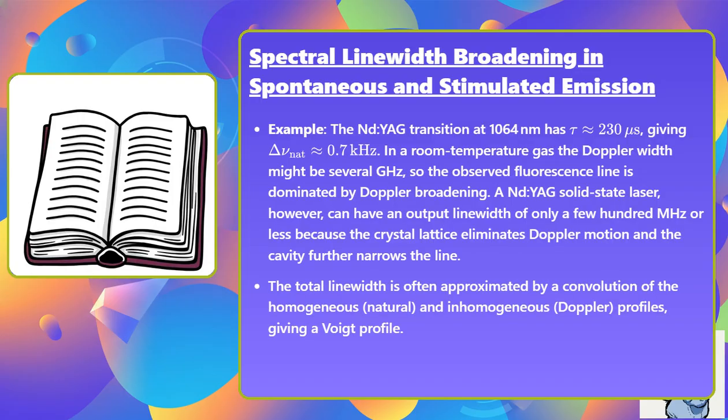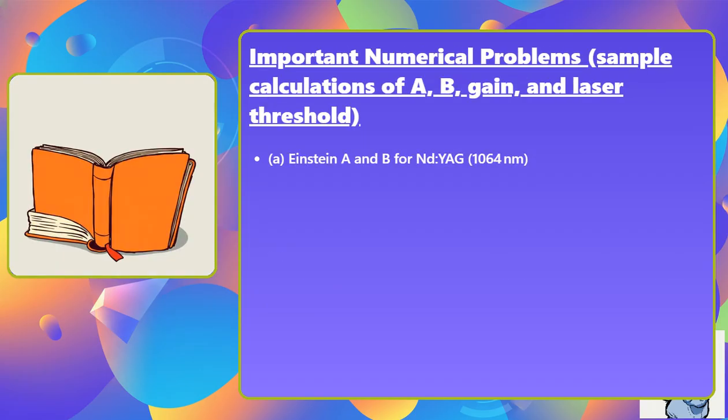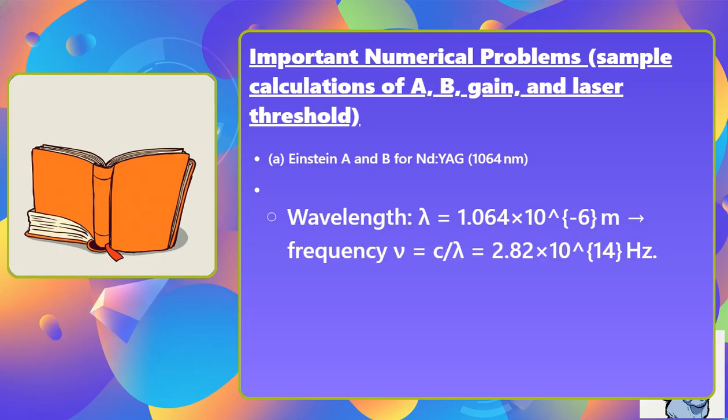The total line width is often approximated by a convolution of the homogeneous natural and inhomogeneous Doppler profiles, giving a Voigt profile. Section A: Einstein A and B for Nd:YAG, 1064 nanometers. Wavelength lambda equals 1.064 times 10 to the minus 6 meters, leads to frequency nu equals c divided by lambda, equals 2.82 times 10 to the 14 hertz.